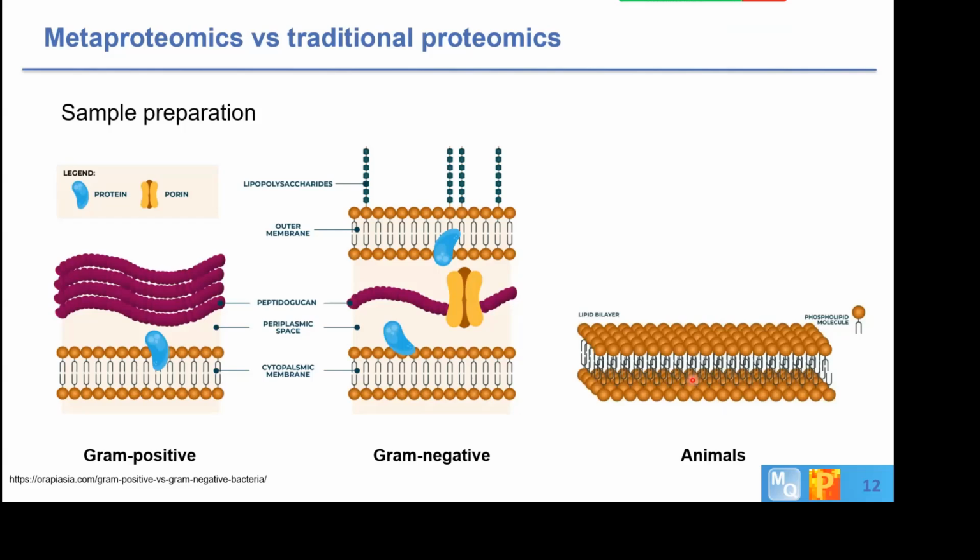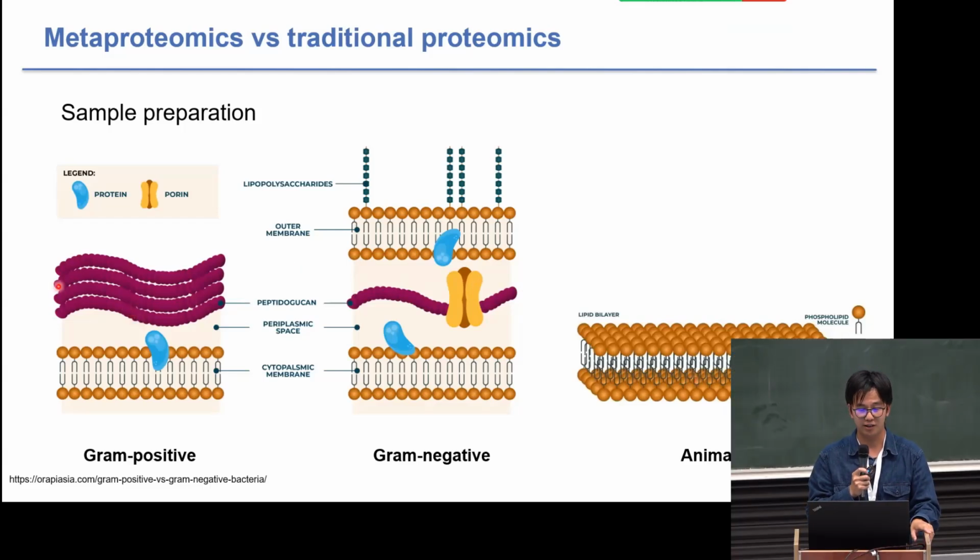But for bacteria, the structure of the cell membrane is different. They have an extra sugar part, which is kind of like the cell wall in plants. So in this case, if you want to extract all the proteins from the microorganisms, you need to use more extreme ways to break all the membranes and cell walls of all different kinds of microorganisms.